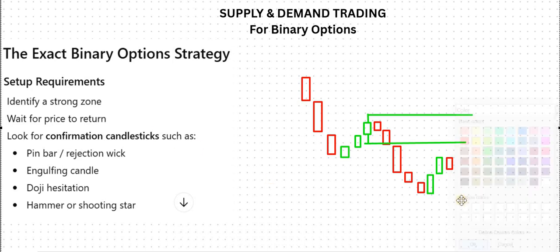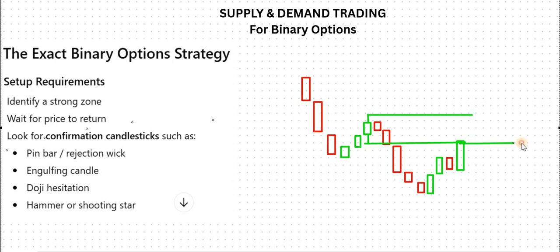Now we have identified the zone. We have waited for the price to go up. That is number one and number two. Let's say it goes up here. So we've identified the strong zone. When we mark this, we wait for price to return. So what do we do now? We look for confirmation candlesticks.